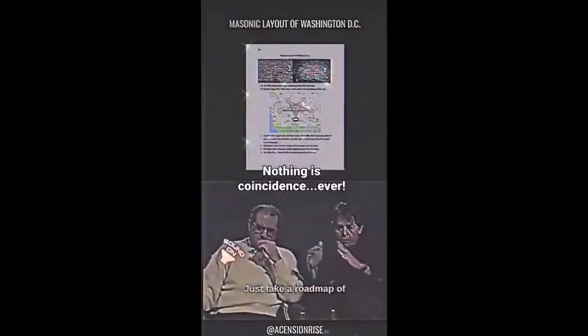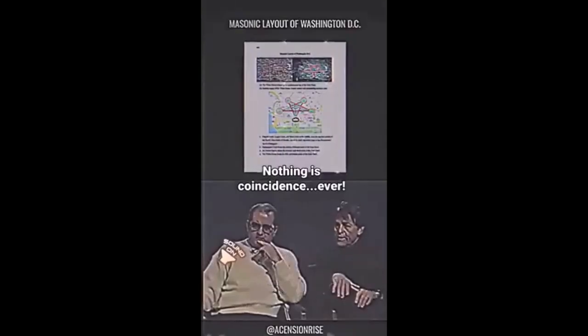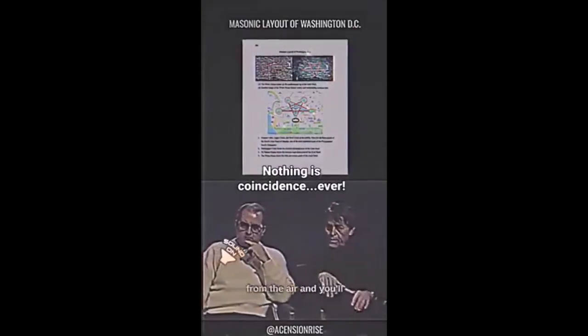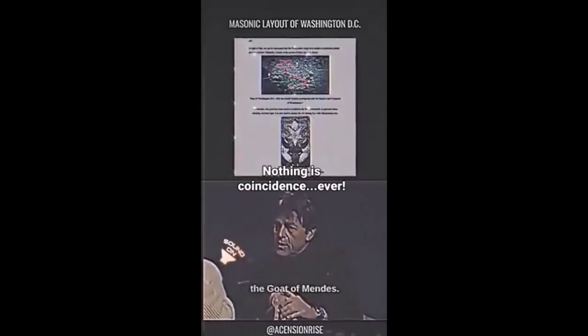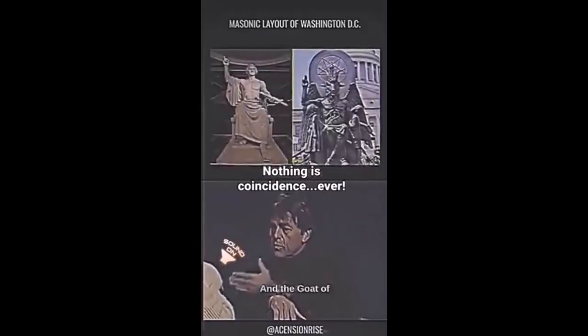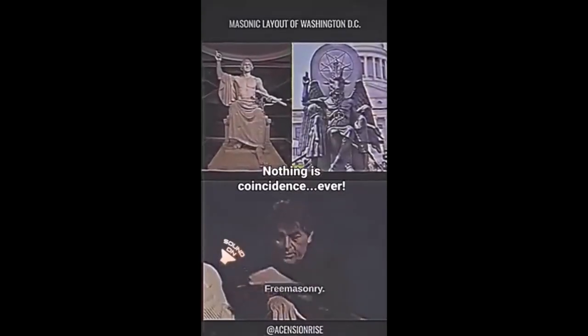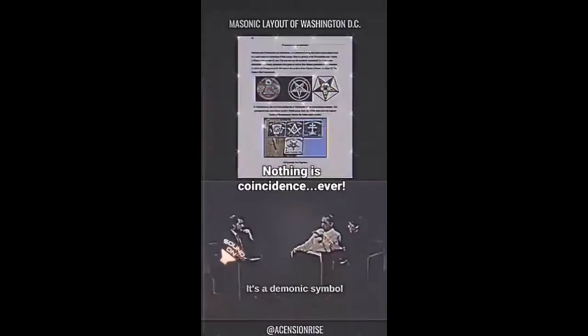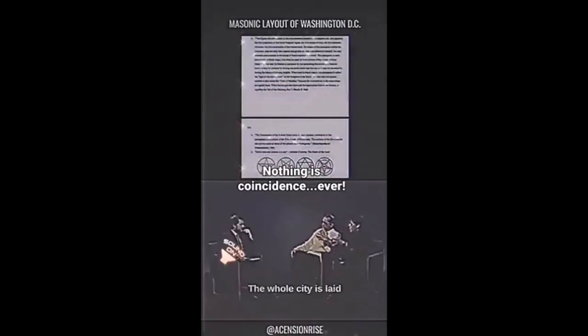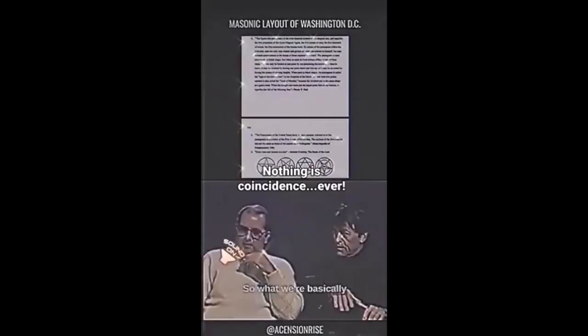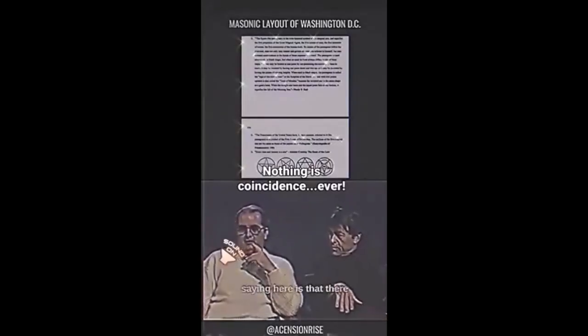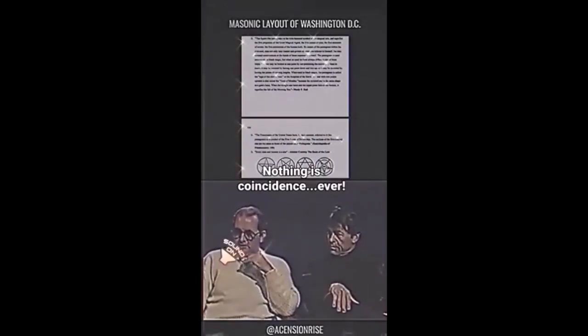Just take a road map of Washington, D.C. Take a look at it from the air, and you'll see what appears to be the Goat of Mendes, which is a symbol in Freemasonry. It's a demonic symbol within the Freemasonic order. You see the goat and the horns and the whole thing. The whole city is laid out like that. It's all over. So what we're basically saying here is that there is nothing happening by chance.